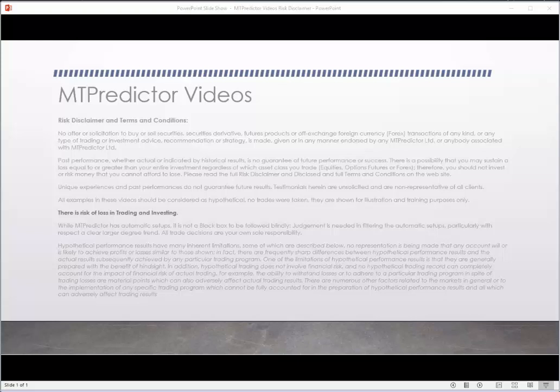But as usual, let's start with our risk disclaimer and remind you that all examples in these videos should be considered as hypothetical. No trades are actually taken, they're just shown for illustration and training purposes only. Remind you there's a risk of loss in trading and investing, or put another way, all professional traders know and understand, but more importantly accept, and that's the important point, accept that trading losses will always happen no matter what approach you take to the markets.